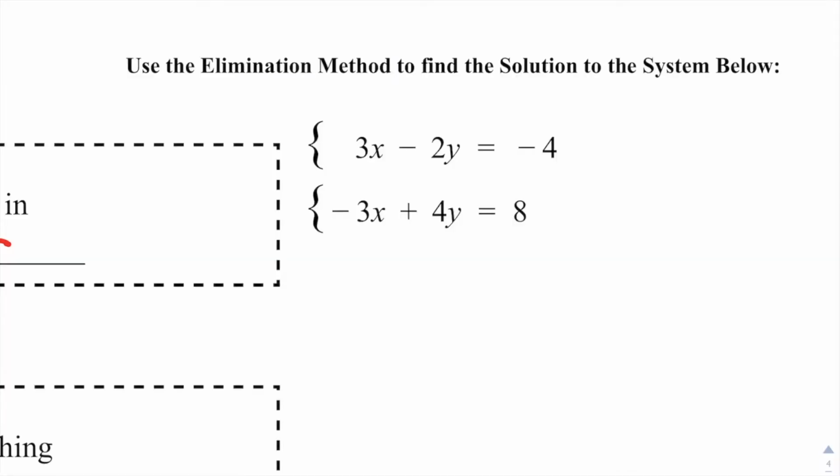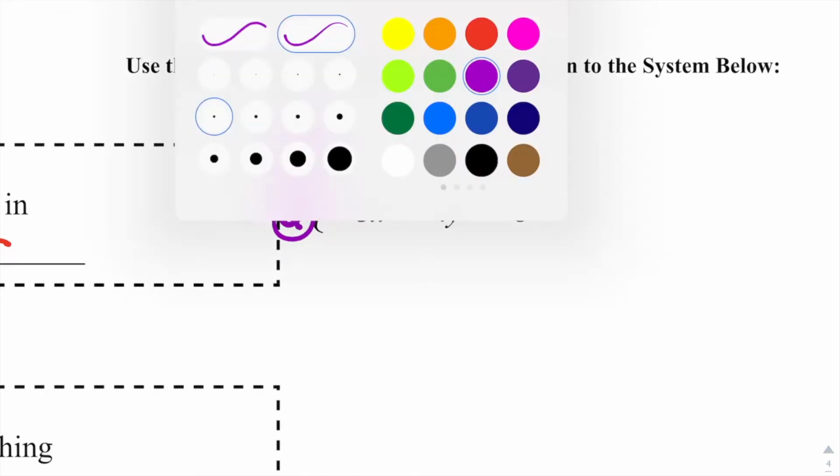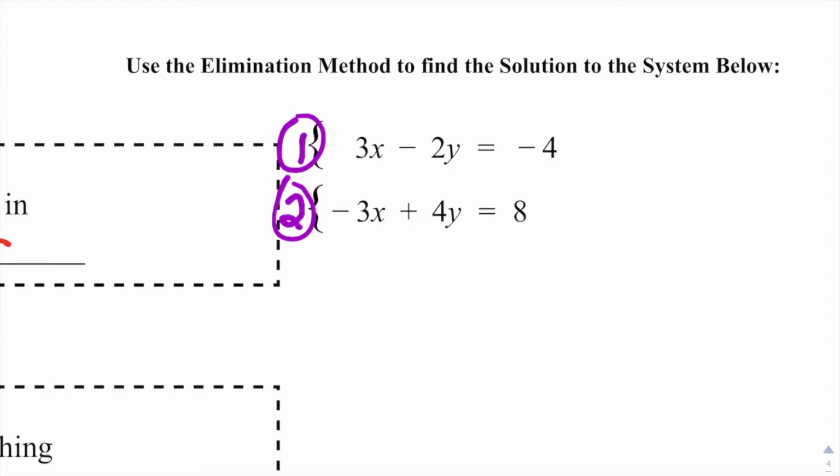So as we can see here, when dealing with systems and eliminations, one thing that I like to do is label my equations. So I'm going to say this top one is equation 1 and this bottom one is equation 2. It's just a good habit to get into so you know what's going on when we get into more difficult examples.